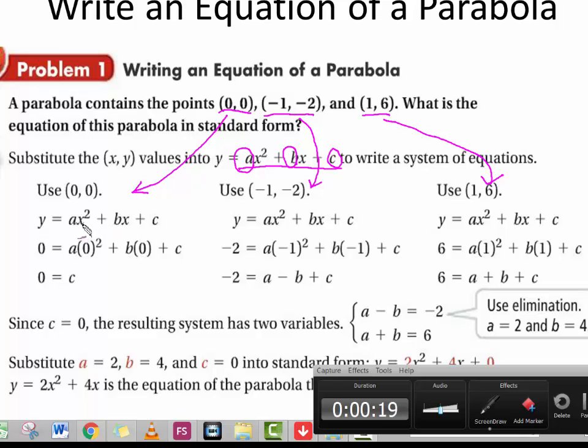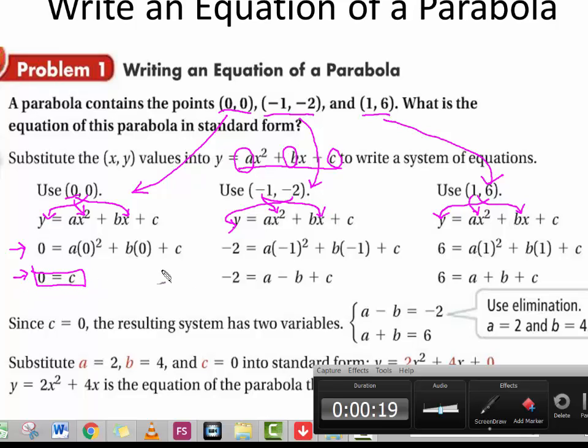All we need to do is plug the value of x, in this case 0 right here, and the value of y right here, then we can set up 3 equations. Same here, we just substitute all the x with -1 and put -2 as the y value. Same here, 1 goes to the x, and 6 goes to the y. Once you did that, you just simplify, and then you have 3 equations.